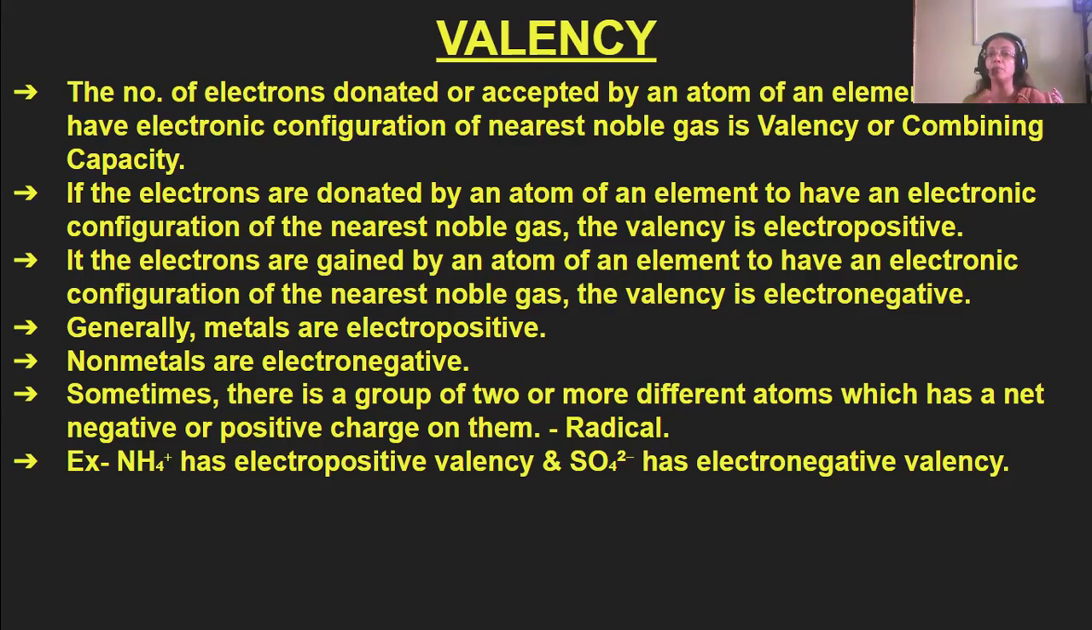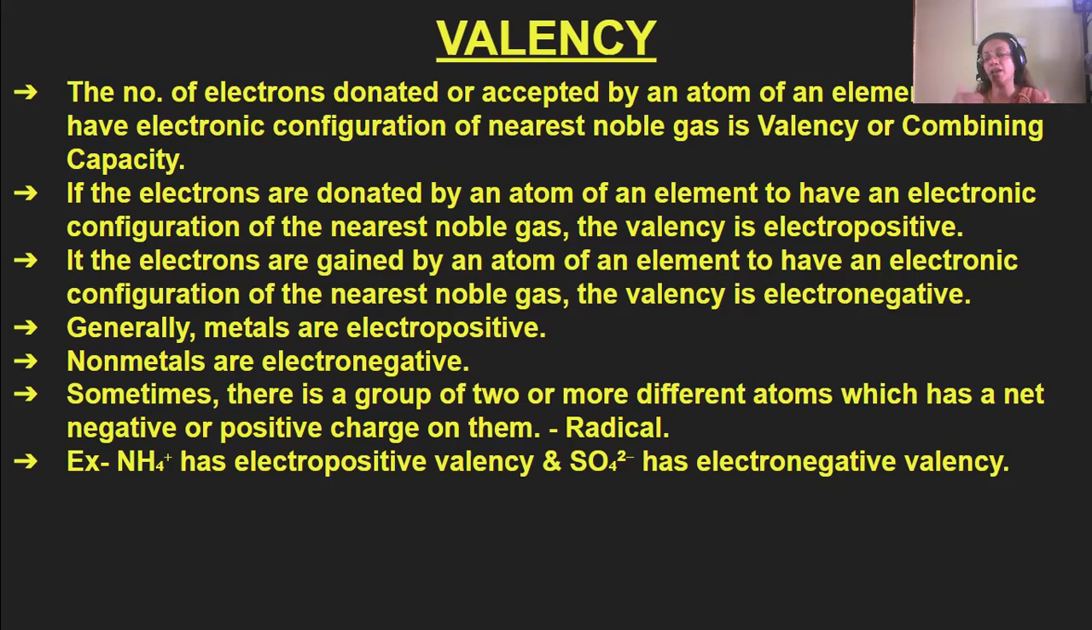The number of electrons either donated or accepted by an atom, so as to make the electronic configuration the same as the nearest noble gas, means the outer shell, that is the valence shell, will have 8 electrons. So they follow the octet rule. The nearest octet rule is followed by the elements.